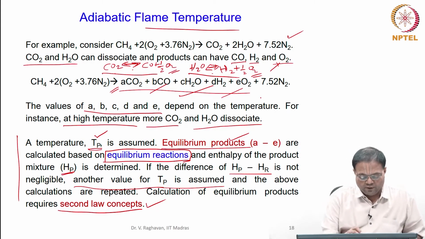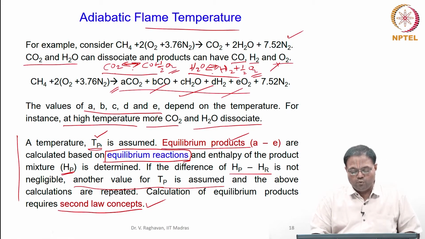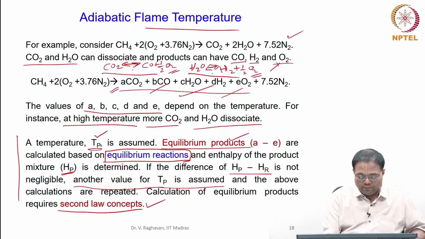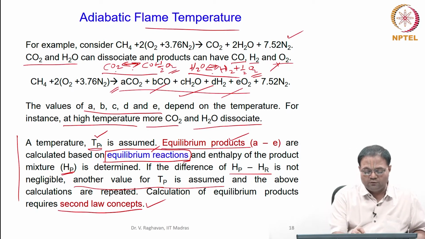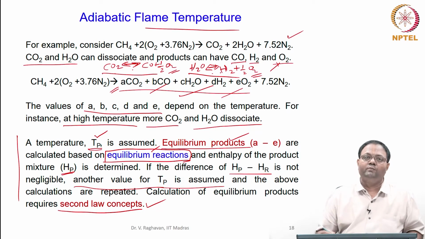But to determine these unknowns, the number of moles A, B, C, D, E, you need 5 equations, but by carbon, hydrogen, oxygen balance, you have only 3 equations. So 2 more equations are required. These 2 more equations we actually derive from equilibrium equations. In fact, the CO2 dissociating to CO plus half O2 or H2O dissociating to H2 plus half O2, these 2 equations are called equilibrium equations.